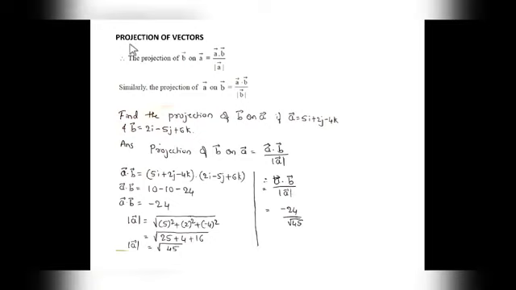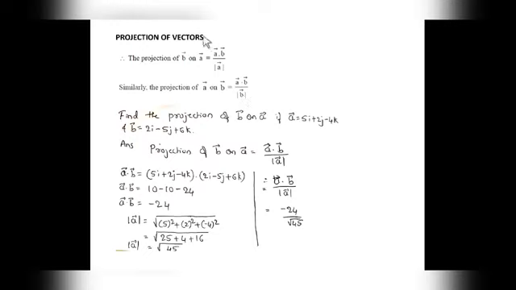Now we'll move on to the next part, that is projection of the vectors. We have here two formulae. First one is the projection of vector B on vector A is given by vector A dot vector B divided by magnitude of vector A. Similarly, the projection of vector A on vector B is again vector A dot vector B, but divided by magnitude of vector B we have to take.